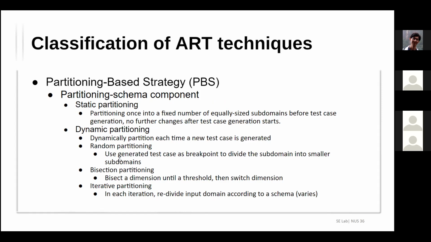And for dynamic partitioning, there are three different types: random partitioning, bisection partitioning, and iterative partitioning. The random partition is that you just use the test case as a breakpoint to split the domain, and you keep doing it repeatedly until you have enough domains.